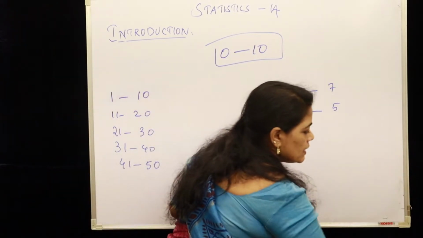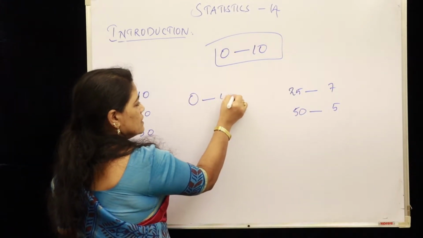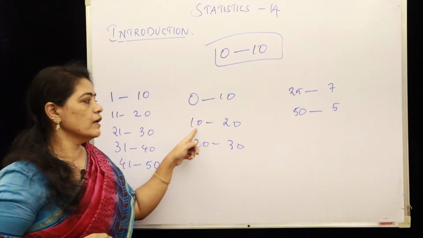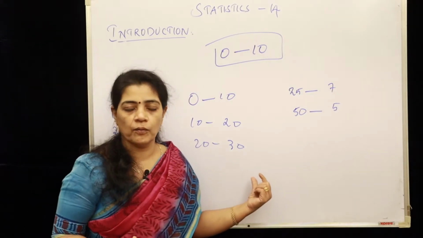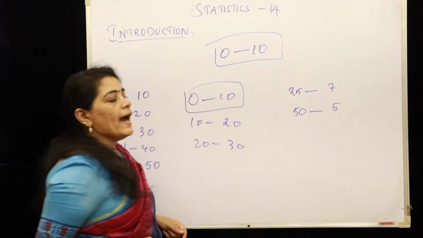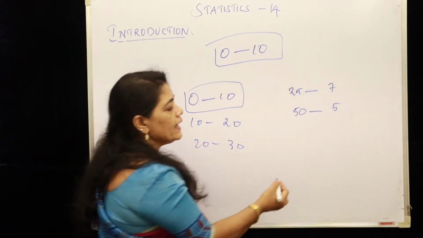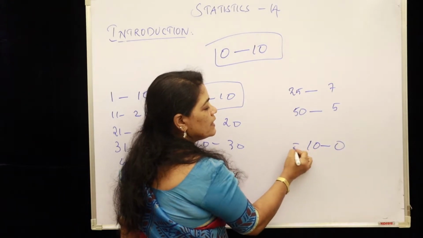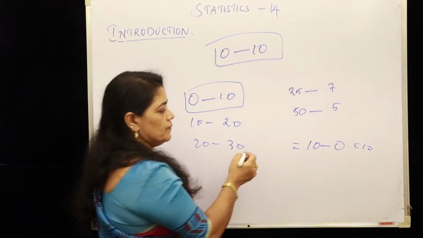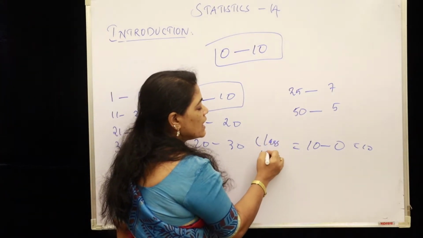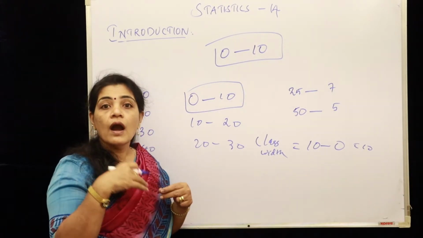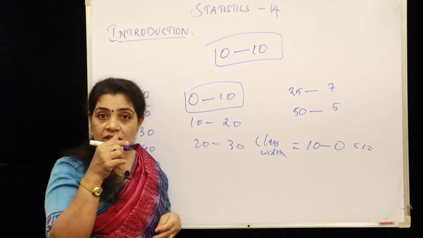Okay, that means for making that example simple, 10 to 20, 20 to 30, definitely upper limit and lower limit are same, so this is continuous form. Okay, so in the first class interval 0 and 10, 10 minus 0, that is 10. This is what we call the class width. So in order to get class width, take the difference of upper limit and the lower limit of each class interval.